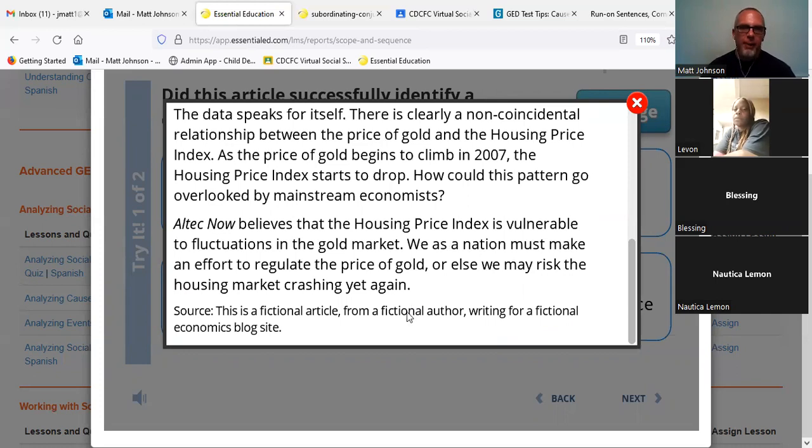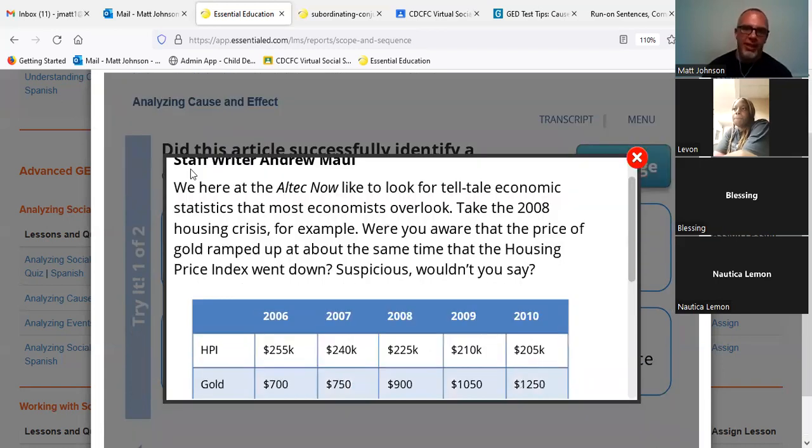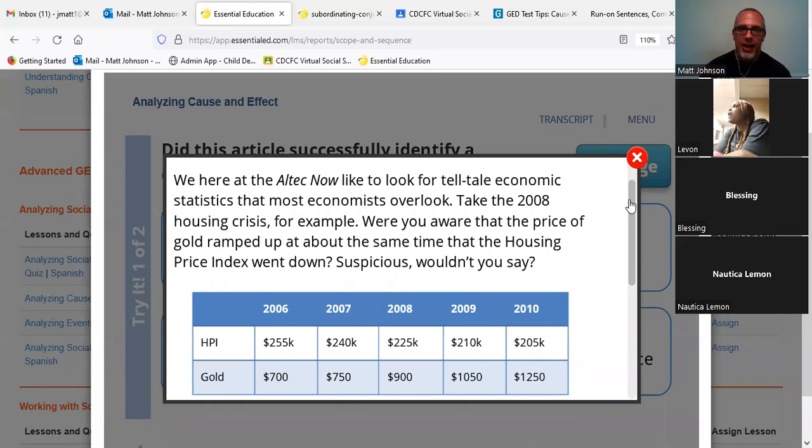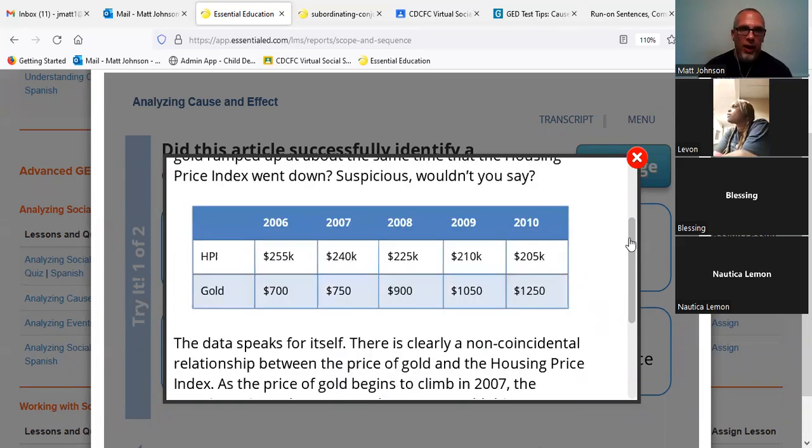To give us some experience with the idea of correlation. But right, so we always still take notice of the title, and it says, we here at the Alltech Now like to look for telltale economic statistics that most economists overlook. Take the 2008 housing crisis, for example. Were you aware the price of gold ramped up at about the same time that the housing price index went down? Suspicious, wouldn't you say?